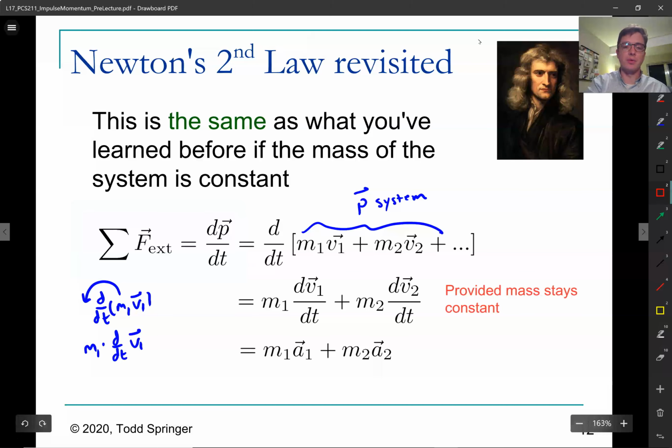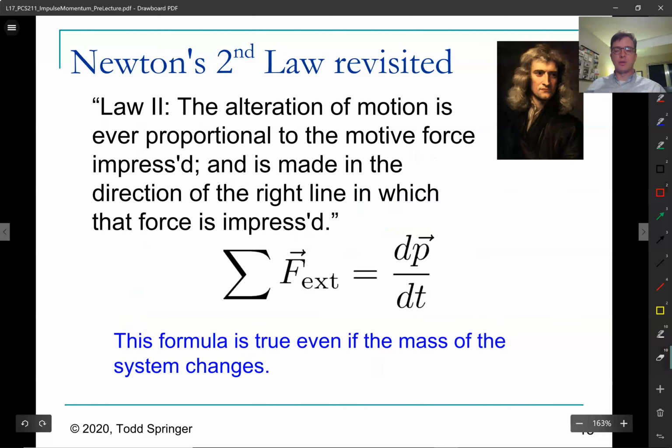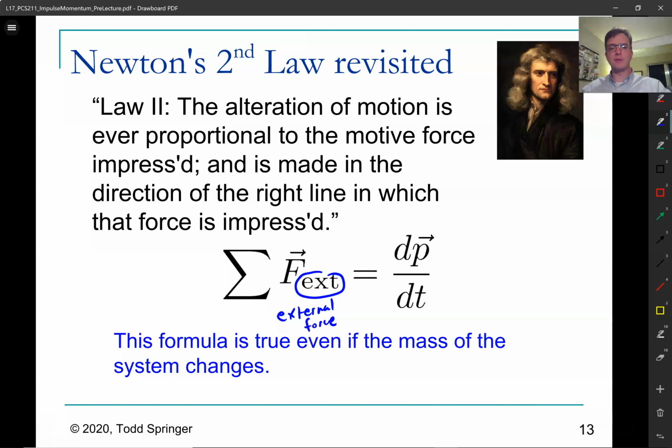And it's a little less familiar than F equals ma, but still completely true, always true. It's one of the most important equations in the course. It's a law of nature, it's always true. So just to re-emphasize, F is equal to dp dt. This formula is true even if the mass of the system changes, so this is an important equation. And if you're wondering, this ext means external force. So it's the force from the outside of the system. It can't come from inside of the system. It's a force from something outside the system that changes its momentum.